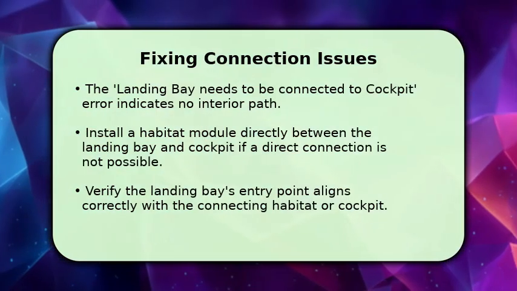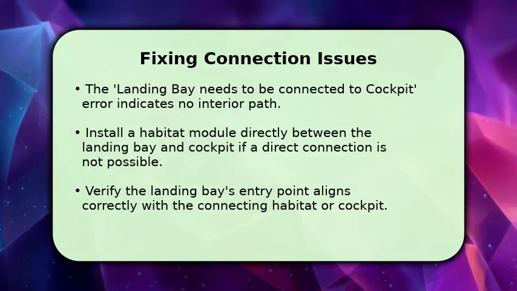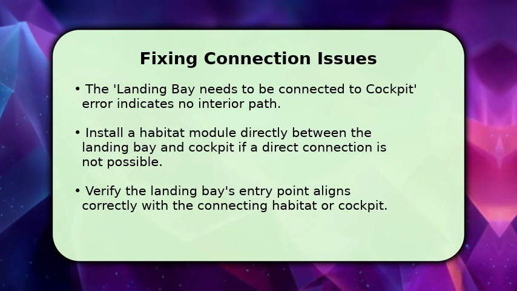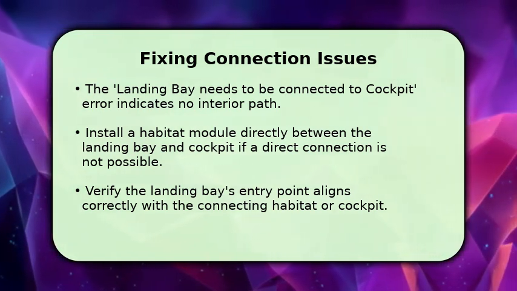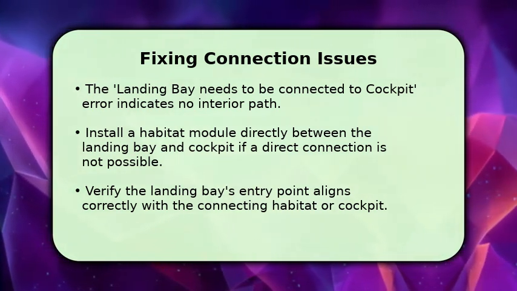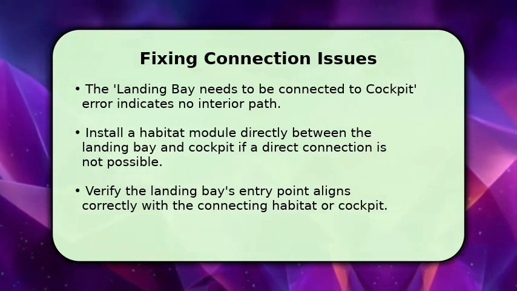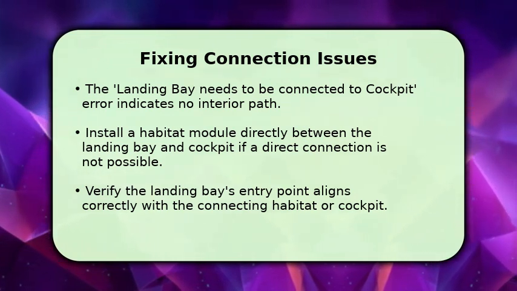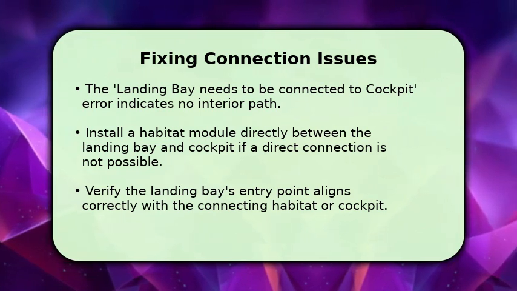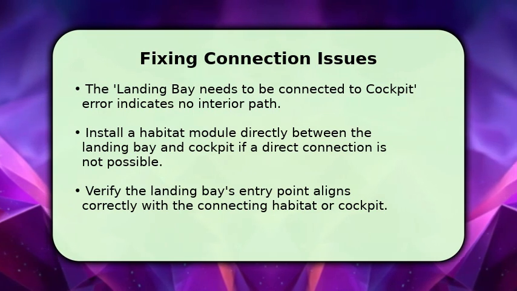A common issue is the "landing bay needs to be connected to cockpit" error. This means there's no valid internal route. To fix this, ensure a habitat module is placed directly adjacent to your landing bay's entry point. Then, connect that habitat to your cockpit, creating a continuous pathway. Some landing bays have top or rear entrances, so always check their specific design. Proper alignment of these entry points is key to resolving this flight check warning.